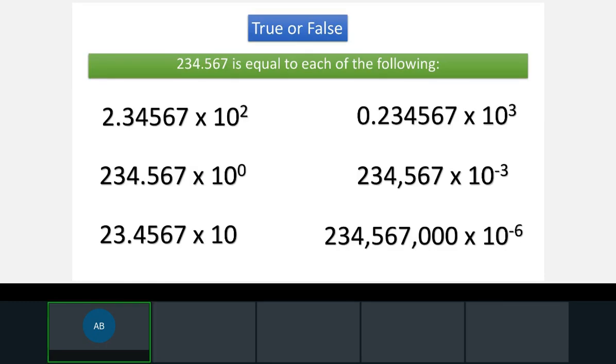Tomorrow, we are going to start changing the magnitude of numbers in scientific notation so that we are able to add and subtract those numbers. So this is a good introduction just to that, just to show that we can write the same number with different magnitudes. So I would have them consider this page and let me know true or false. Oftentimes I use the green check or red X for that. True or false, is that equal to each of the following?